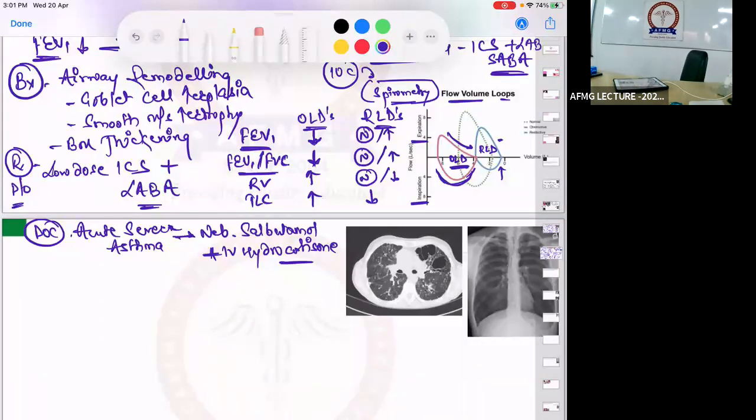So quickly, guys, drug of choice for bronchial asthma: inhaled corticosteroids, low dose inhaled corticosteroids. If both are to be marked, then low dose inhaled corticosteroids plus LABA. And which LABA is preferred? Formoterol.